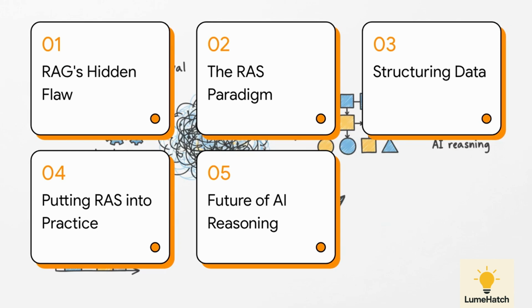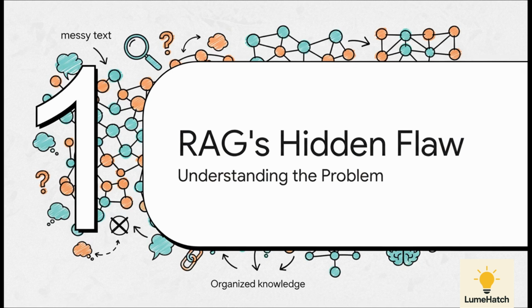We're going to start by digging into RAG's hidden flaw. Then we'll pull back the curtain on the RAS paradigm and explain how it works. We'll get into the nitty-gritty of structuring data, see how it performs in practice, and then we'll look ahead to what this means for the future of AI reasoning. All right, let's jump right in.